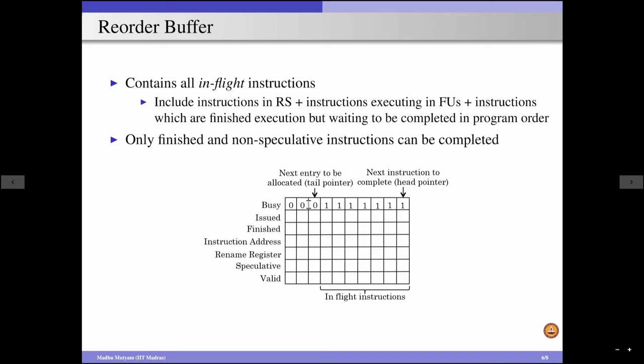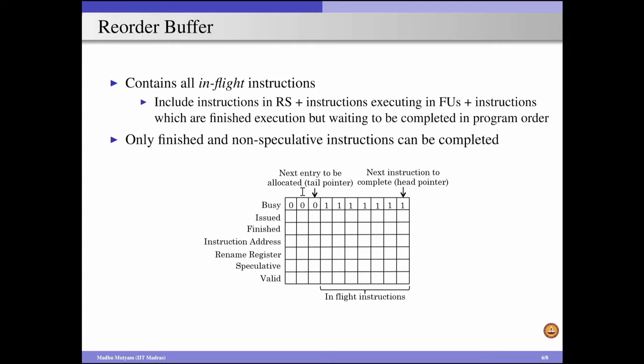If the busy bit for an entry is reset, then we can select that entry and store the instruction in that particular entry. Once we store the instruction, we move this tail pointer towards left, so that it will point to the next free entry in the reorder buffer. Because we are implementing this as a circular queue, the tail pointer will be advanced towards left whenever we insert a new instruction into an entry, and the completion of instructions will happen only in order, that is, in the program order.